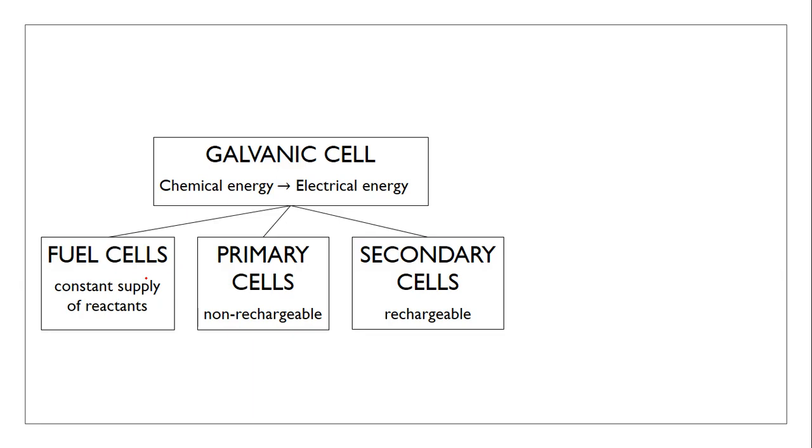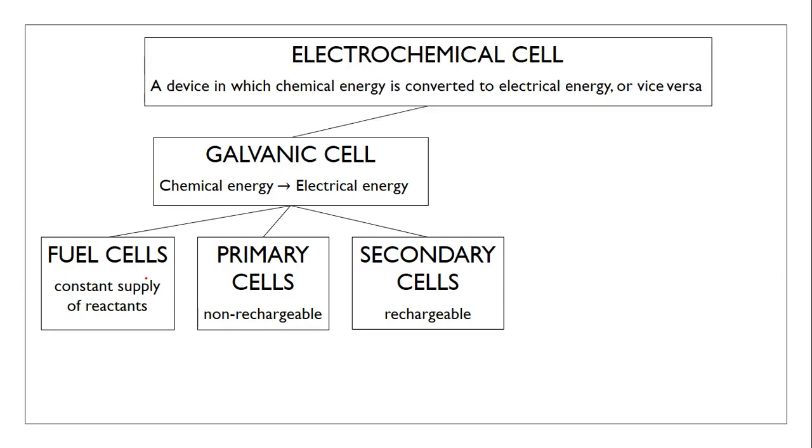Now, galvanic cells actually fall under a bigger umbrella of what is called an electrochemical cell, which is essentially a device that allows you to either go from chemical energy to electrical energy or vice versa using a redox reaction. You cannot have two processes at the same time, but you can either have chemical to electrical or electrical to chemical. So I think you can kind of guess where an electrolytic cell is going to fit into this picture.